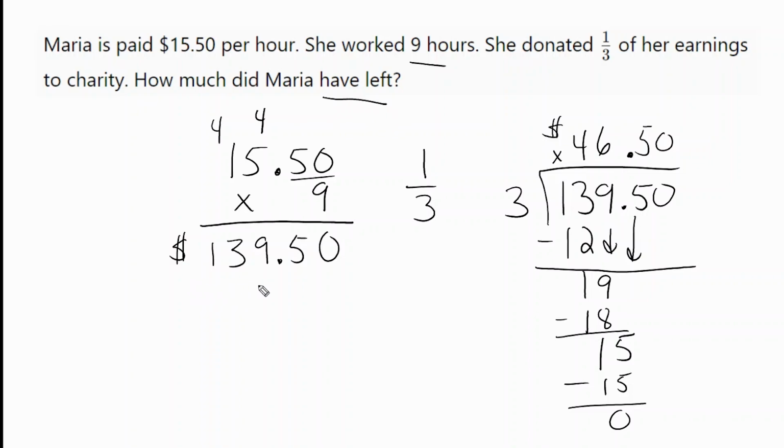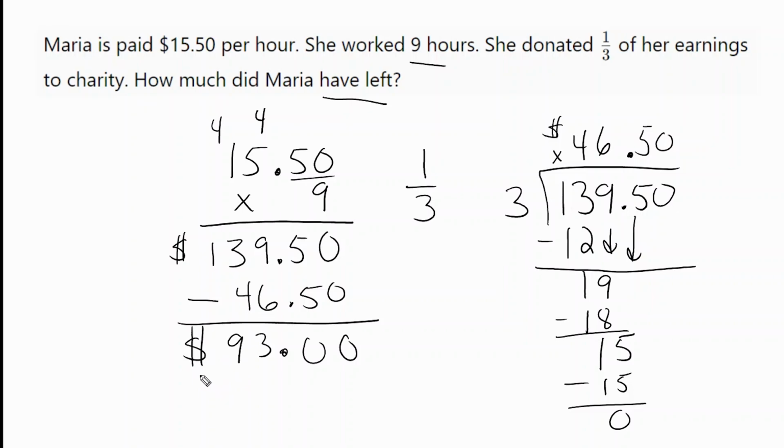So we have to take $139.50 and subtract from that $46.50. We drop our decimal down. 0 minus 0 is 0. 5 minus 5 is 0. 9 minus 6 is 3. And 13 minus 4 is 9. So that is $93 even.